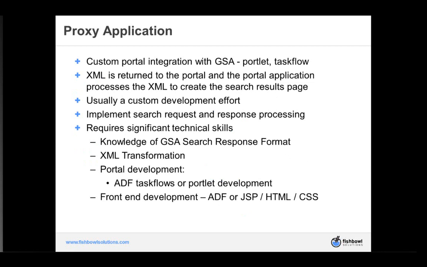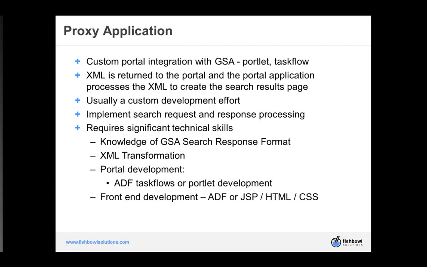So the other option besides using XSLT that's on a search appliance is to use a proxy application. And this would be a custom portal integration with the GSA. So it could be a portlet, or in the case of Oracle WebCenter, it could also be a task flow. And in this case, the raw XML results are returned to the portal. And then your portal application, so your task flow or your portlet, is going to process the XML to create the search results page. So usually this is a custom development effort.